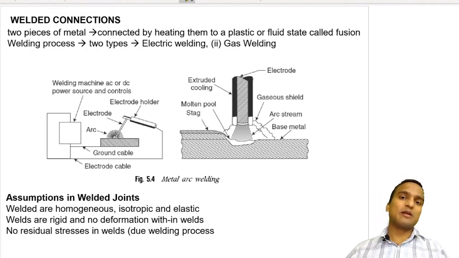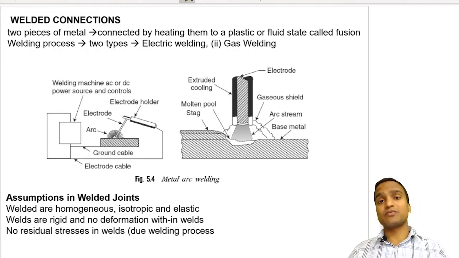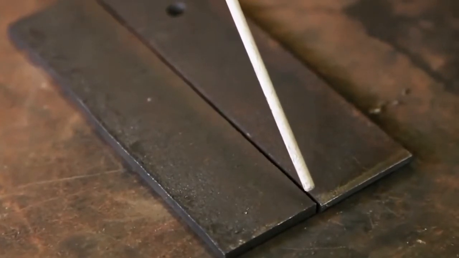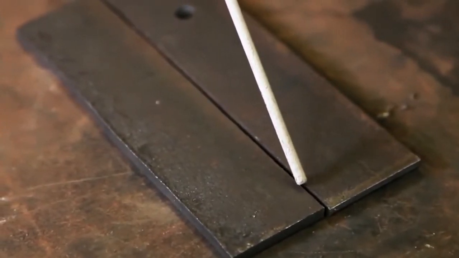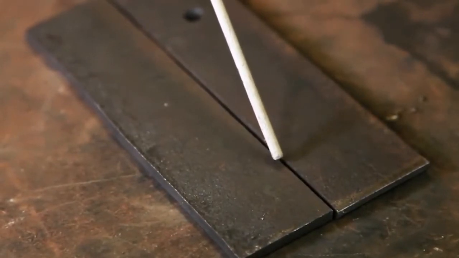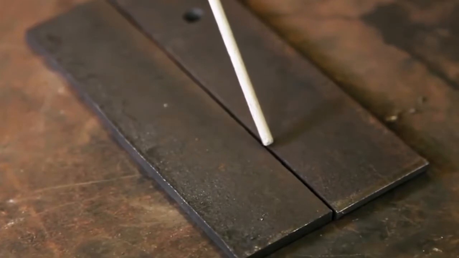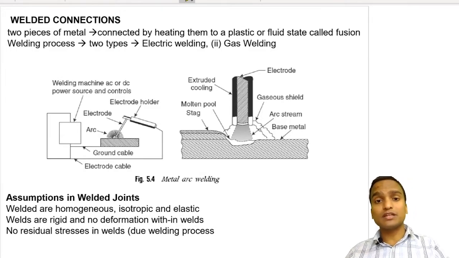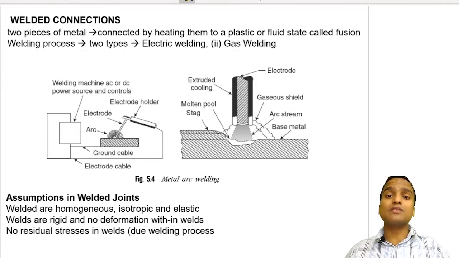So far we have discussed bolted connections and riveted connections. Now this is the third type of connection in which we connect two metal pieces. We can't connect either wood or concrete by welding. So basically two metal pieces are brought nearer and they are heated to such a temperature that the state of metal changes from solid to plastic or fluid state, and in that state they are connected together by fusion.